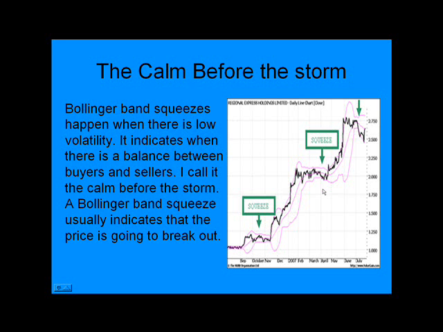So basically, a Bollinger Band squeeze play happens when there's low volatility or a stock is consolidating. It indicates that there is a balance between the buyers and sellers involved with that stock. They're agreeing upon the price. Good place to sell, good place to buy. So we call it the calm before the storm because the bands are squeezing together, building up that volatility, building up that momentum, ready to pop and move. But again, we don't necessarily know which way that stock is going to move.